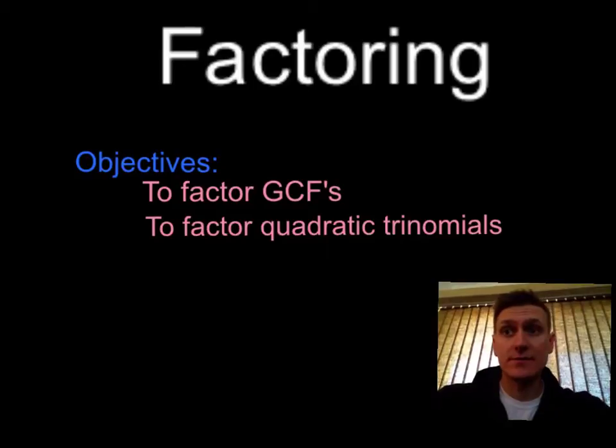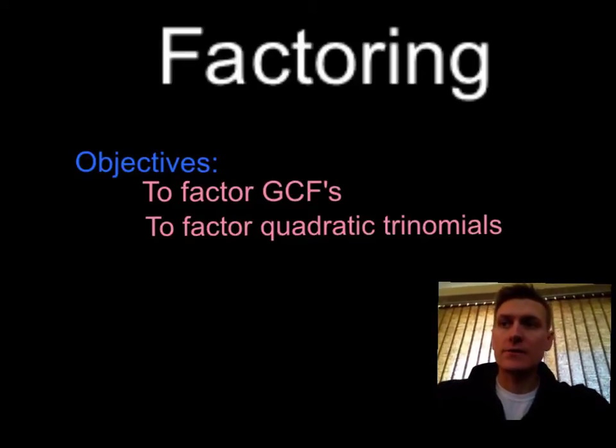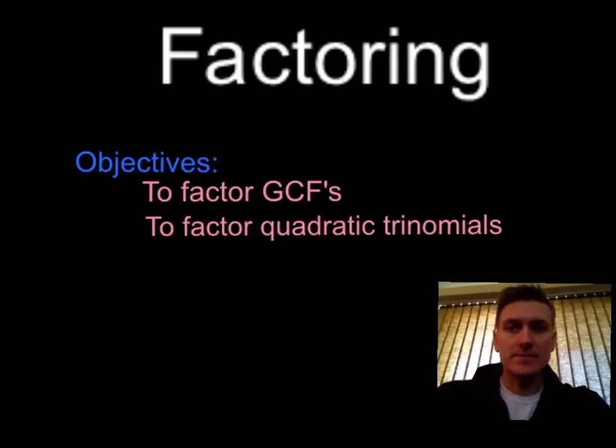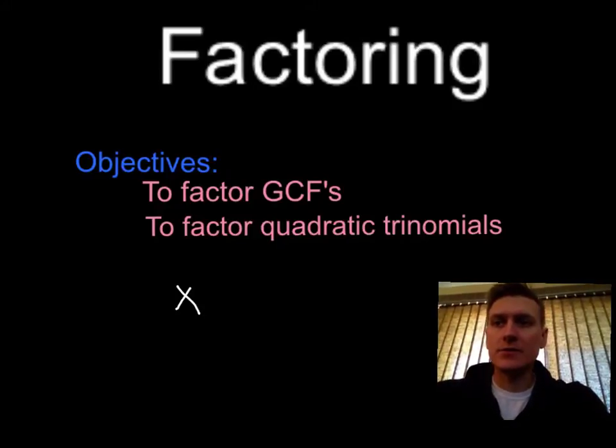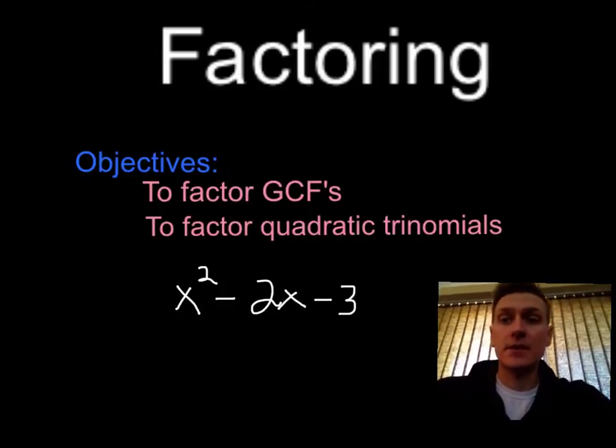Today's objectives are to factor GCFs, which is otherwise known as greatest common factors, and to factor what's called quadratic trinomials. Quadratic meaning the highest power of 2, so something like x squared. And the word trinomials meaning three terms in the polynomial. So for example, x squared minus 2x minus 3, something like this.